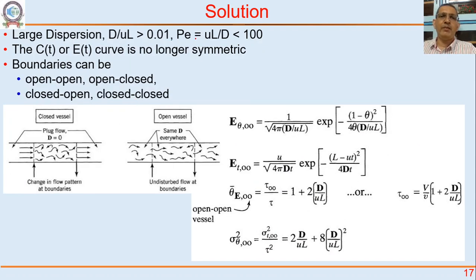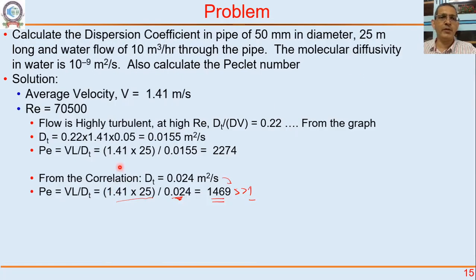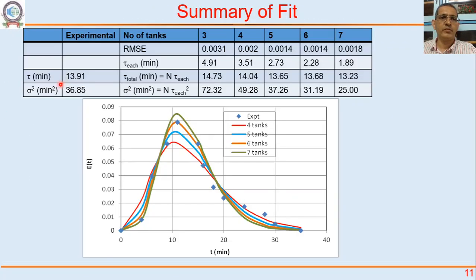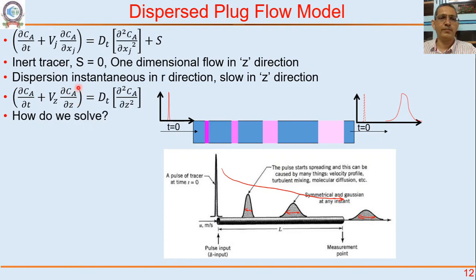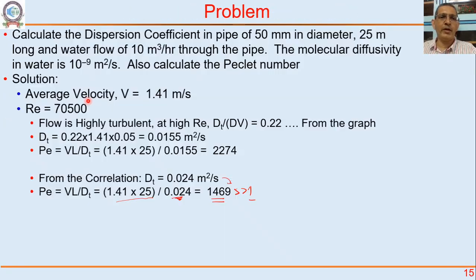If Peclet number is less than 100, that means there is a large dispersion. So then the curve is no longer symmetric. If the curve is no longer symmetric, we have to actually solve this equation, the dispersed plug flow model. Now, to solve that, we need boundary conditions.